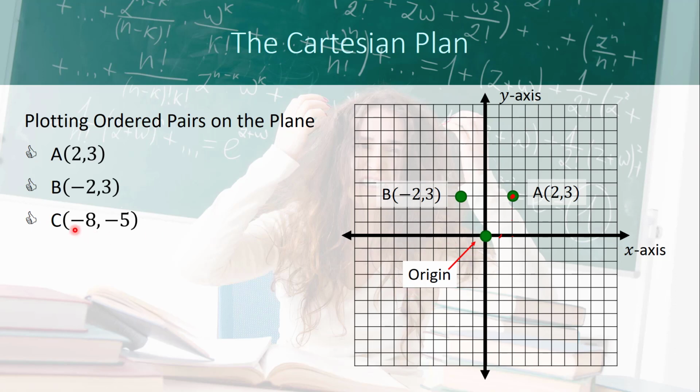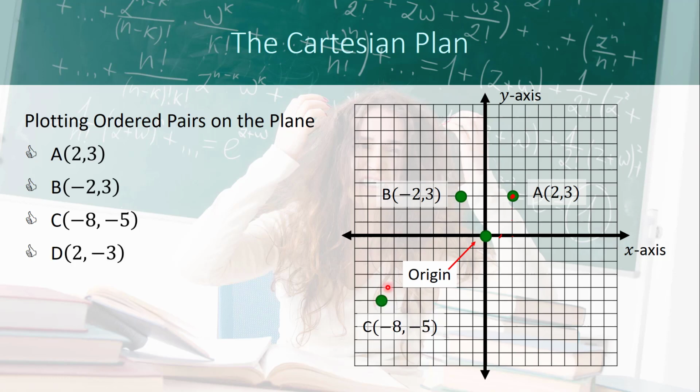For C, x is equal to negative 8, so we're going to go in the negative x direction, which is left, 1, 2, 3, 4, 5, 6, 7, 8. And then since the y coordinate is negative 5, we are going to go in the negative y direction, which by the way is down 5 units. 1, 2, 3, 4, 5, and that will put us here, and that would be the point for C.